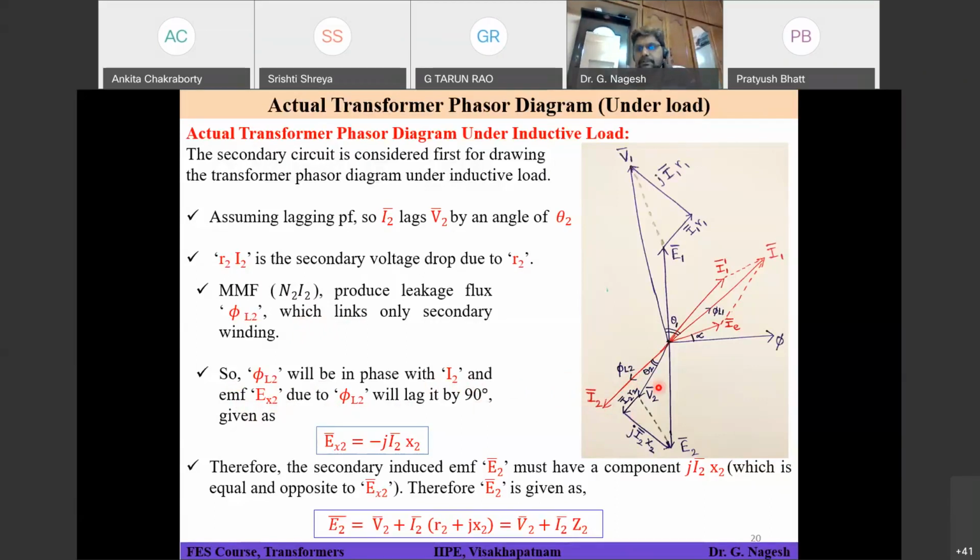Similar to this case, mutual flux phi is linking the secondary winding. That means it is inducing an EMF E2, which is lagging flux phi by 90 degrees. That's why you have got E2 here.